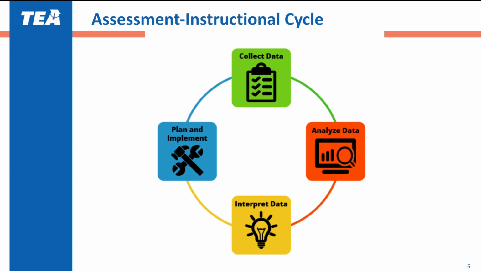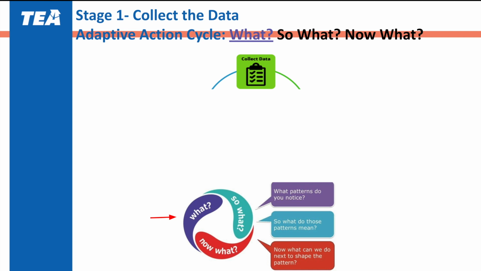In this module, we are going to be using the adaptive action cycle along with the assessment instructional cycle. The assessment instructional cycle has 4 steps. The first step is collect data. The second step is analyze data. The third step is interpret data. And the fourth step is plan and implement. We will be putting these 2 cycles together to analyze data. In stage 1, collect the data, of the assessment instructional cycle, we are going to be using the what part of the adaptive action cycle.